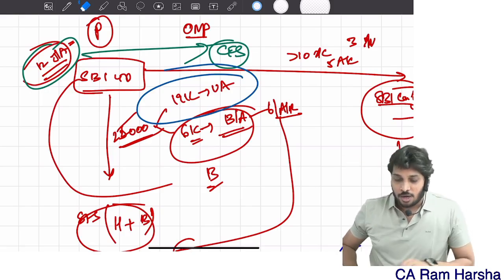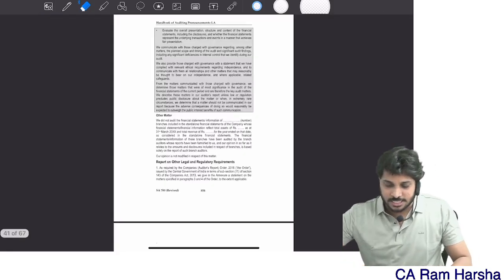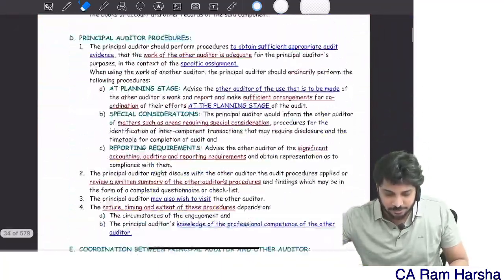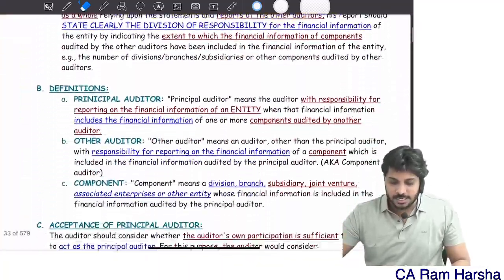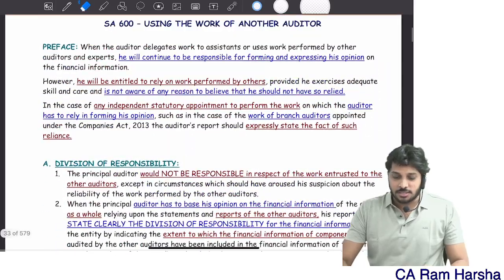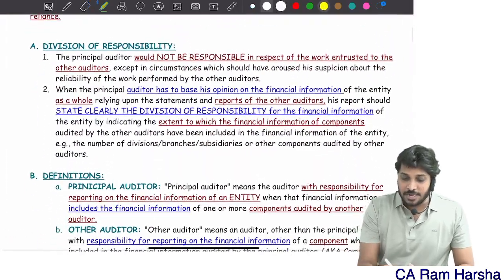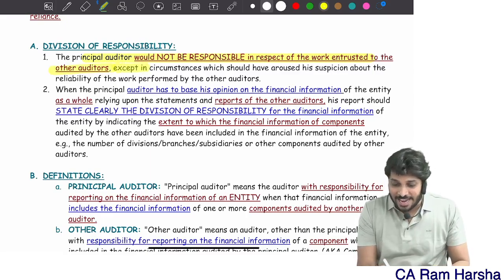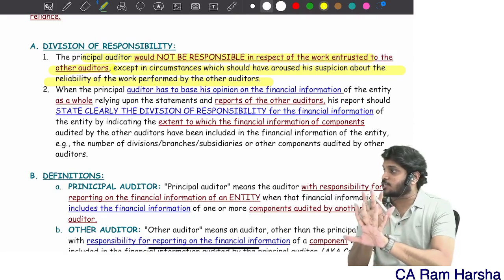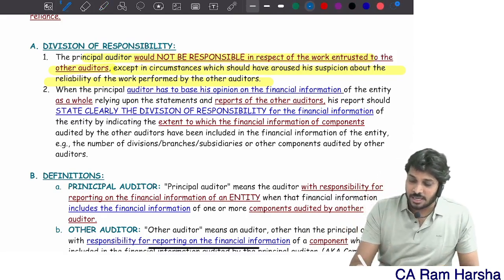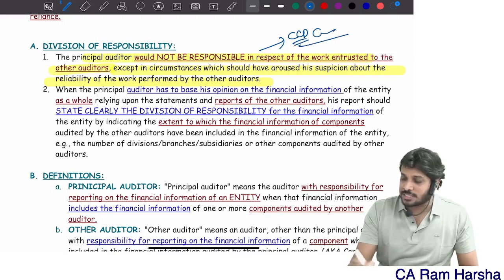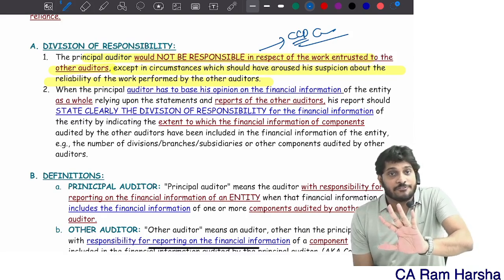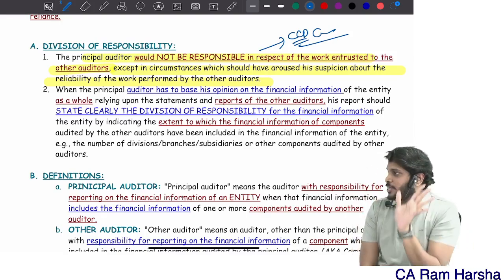Correct? All of you. Now let's look at this 600 directly. Let's look at the 600, then I'll come back to the other matter paragraph. Now you see, there are definitions. It's a division of responsibility. The principal auditor is not responsible in respect of work entrusted to the other auditor, except if you found suspiciousness. Right now, recently, there is the Cafe Coffee Day case, a fraud which was detected, in which KPMG failed to perform necessary due diligence.